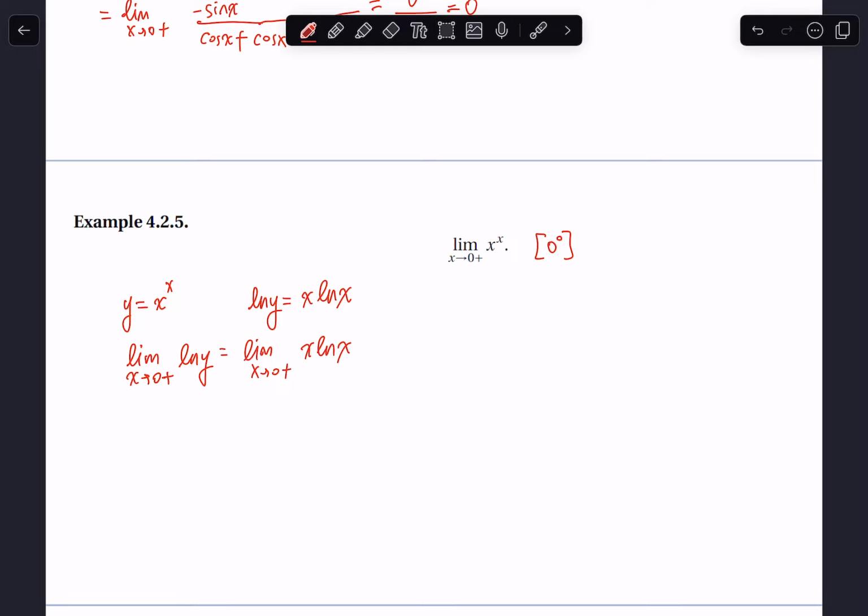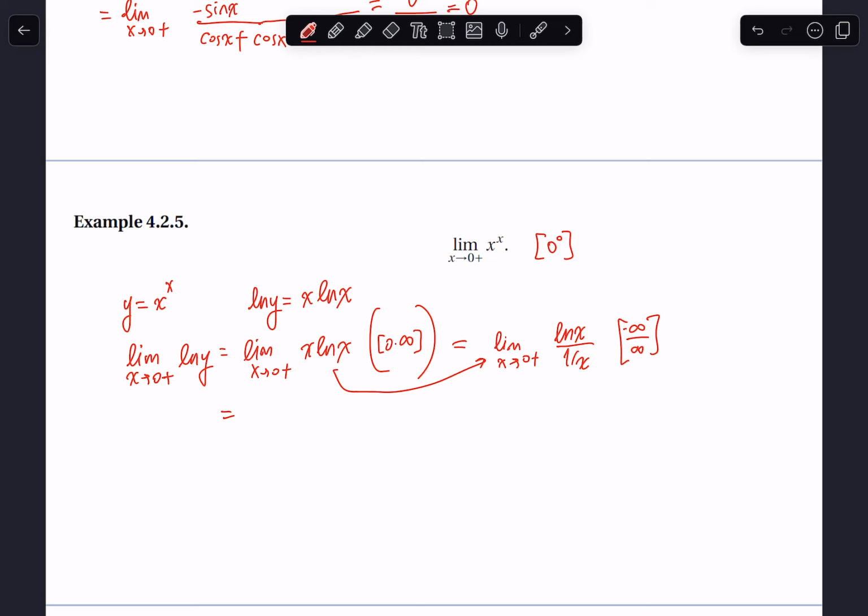Okay, so for this one, what can we do? This is a 0 times infinity type of indeterminate form. To deal with this, we can write one of the expressions in the denominator, let's say x as 1 over x. Now this time the numerator is going to minus infinity and the denominator is also going to plus infinity.